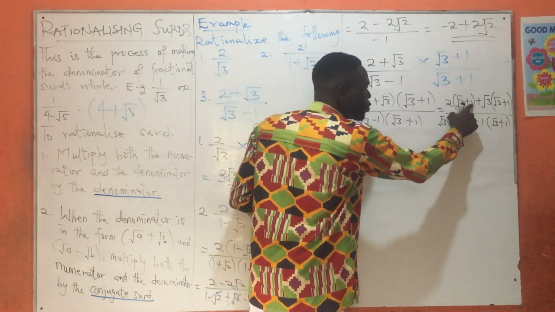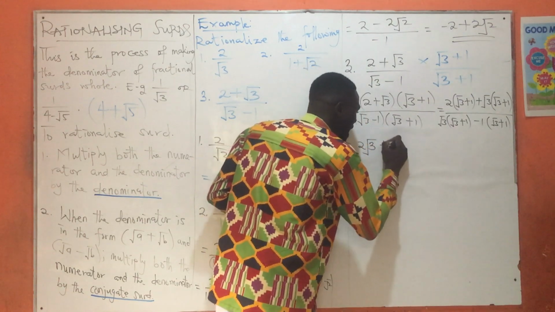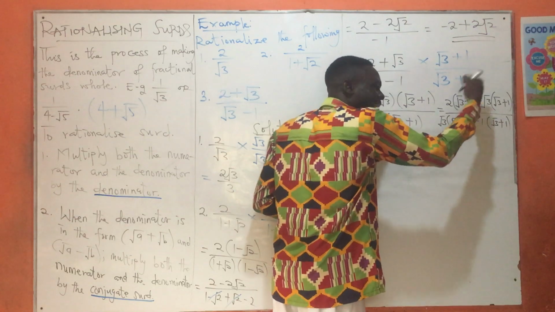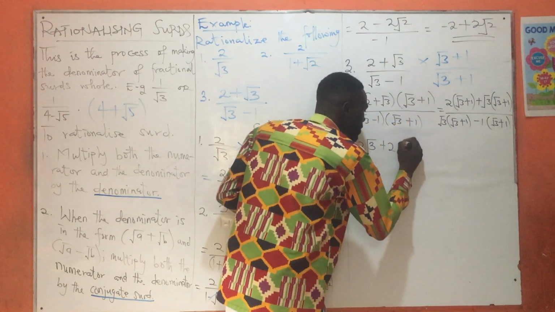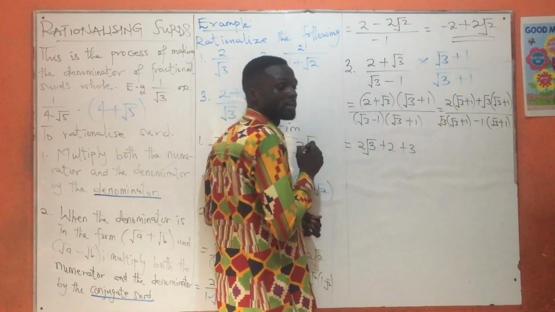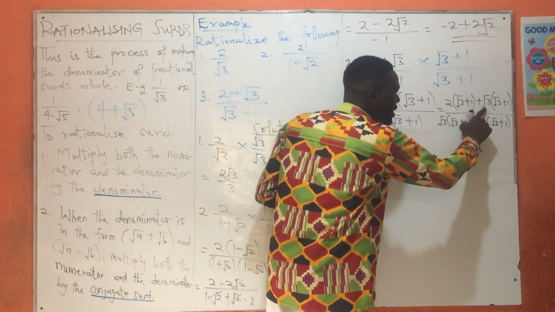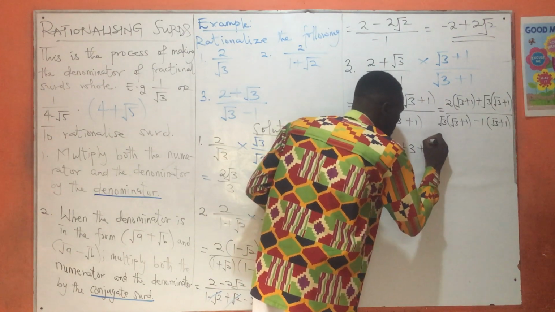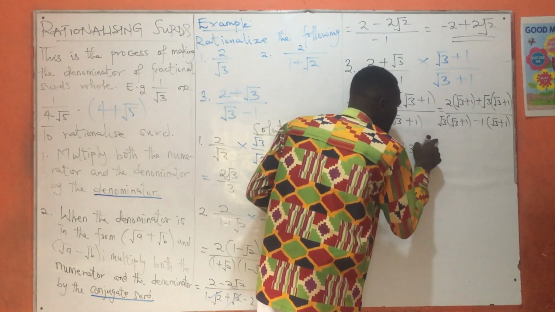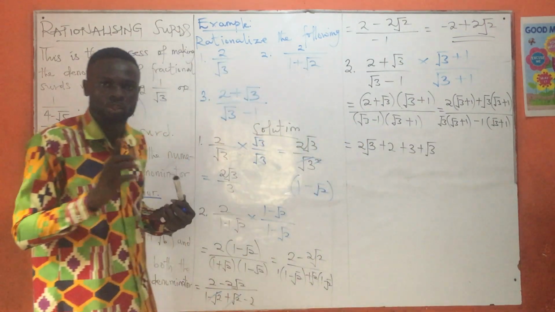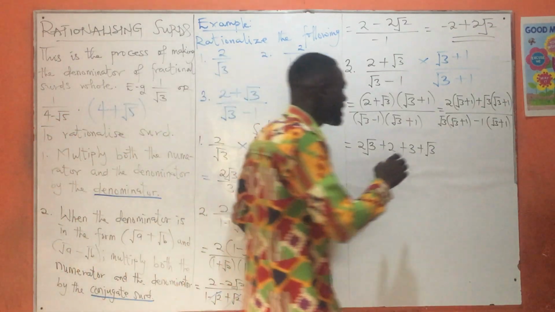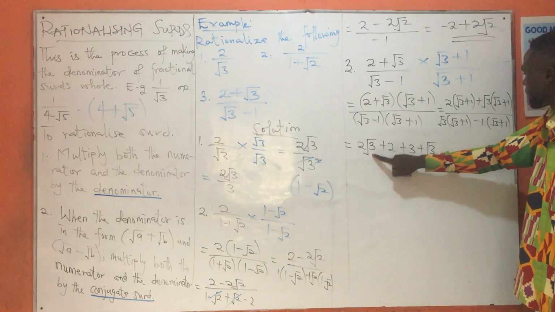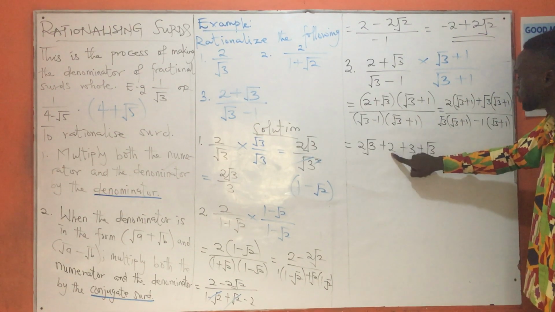2 times 1 will give you plus 2. Then you have root 3 times root 3 will give you plus 3. Then root 3 times 1 will give you plus 1 root 3. But the 1, as we said in our previous lesson, is not written. So we've expanded the bracket here. 2 times root 3 is 2 root 3. 2 times 1 is 2.